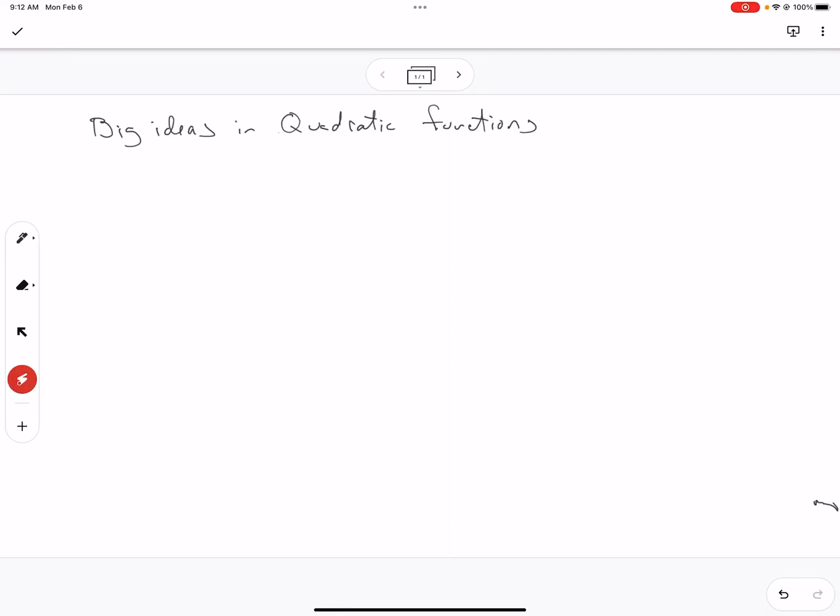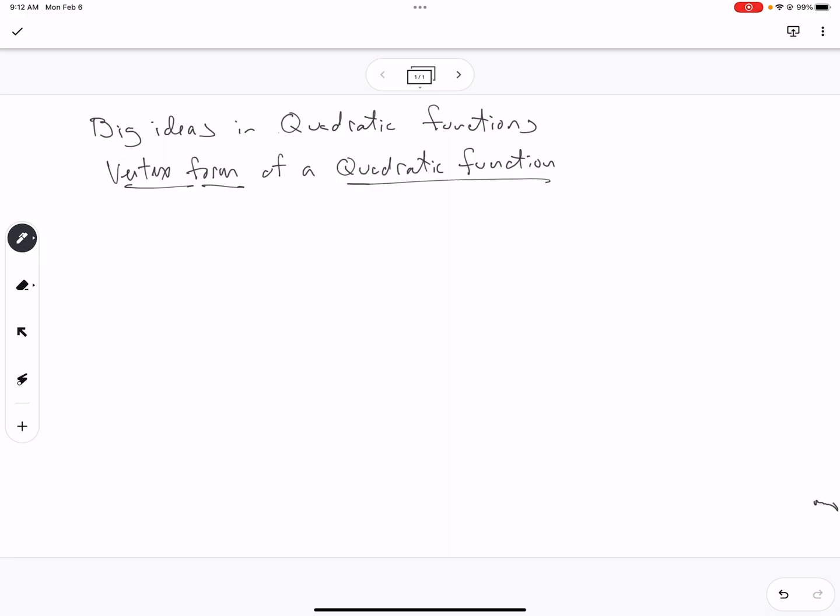All right, folks, I want to just give you some brief notes on big ideas and quadratic functions from the textbook. I want to start out by talking about vertex form of a quadratic function. This actually also will connect to your Desmos activity that you did.